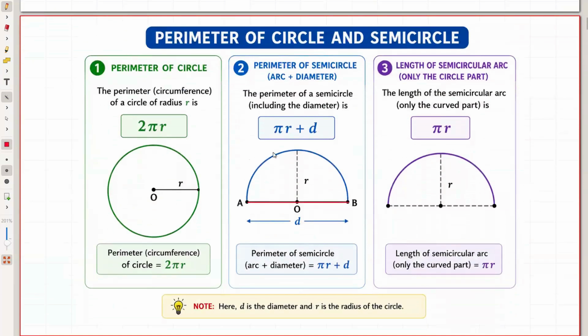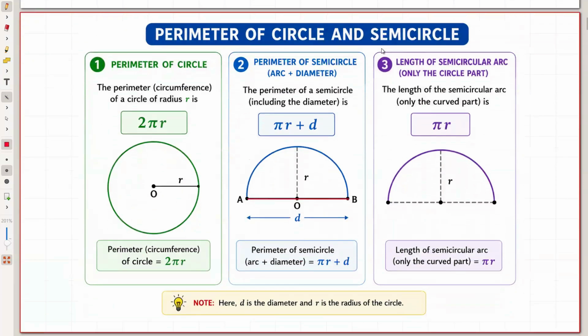Next, perimeter of the circle and semicircle. The perimeter of a circle, that is the circumference of the circle, is 2 pi r. If it's a semicircle, including its diameter, the formula is pi r plus d. Excluding the diameter, only the length of an arc, this portion is the length of an arc. For finding the length of an arc only, the formula is pi r. Most of the time we'll use only this formula, pi r, excluding the diameter.